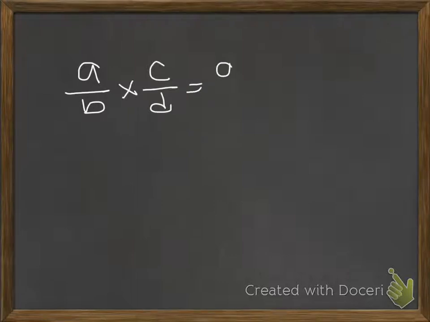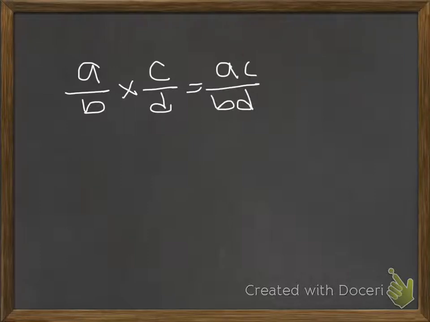Alright, so we already know how to multiply fractions by other fractions, using an algorithm: a over b times c over d equals ac over bd.